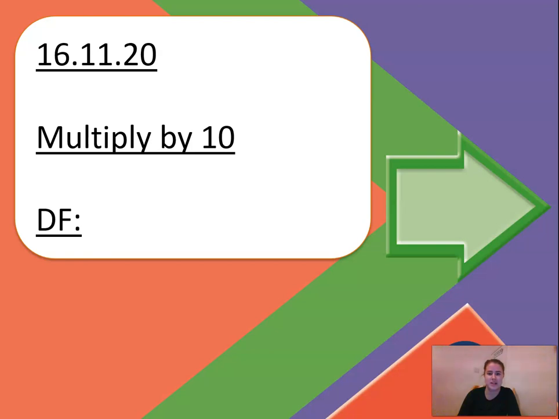Time to have a look at some maths for today. So we're going to recap our multiplying by 10. You might have looked at this already this week, but we're going to have a recap of it, and then I will set a task for you to do at the end.